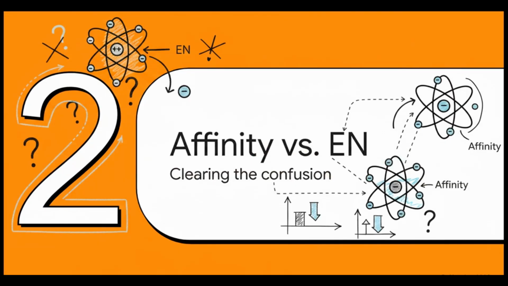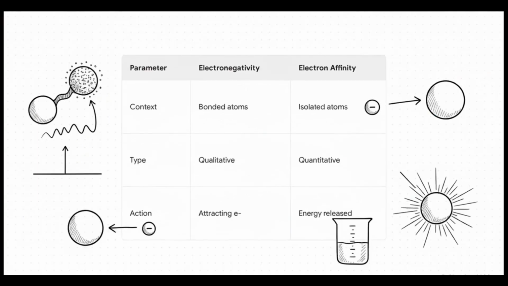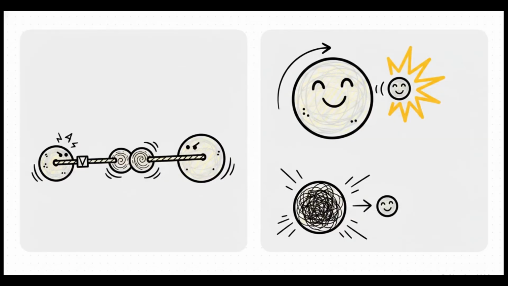Section 2. Affinity versus electronegativity. Now, these two concepts get mixed up on exams all the time, but they describe entirely different scenarios. So the crucial point is the context. Electronegativity applies strictly to bonded atoms inside molecules. Electron affinity, on the other hand, applies to isolated, gaseous atoms floating all by themselves. One is this qualitative relative scale of unequal sharing, right? But the other, affinity, is a very strict quantitative measurement of the actual energy released when a lone atom captures a passing electron.